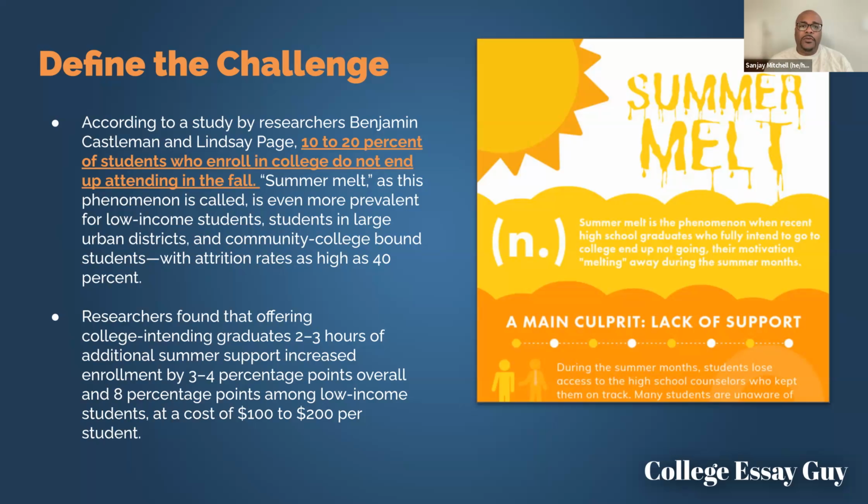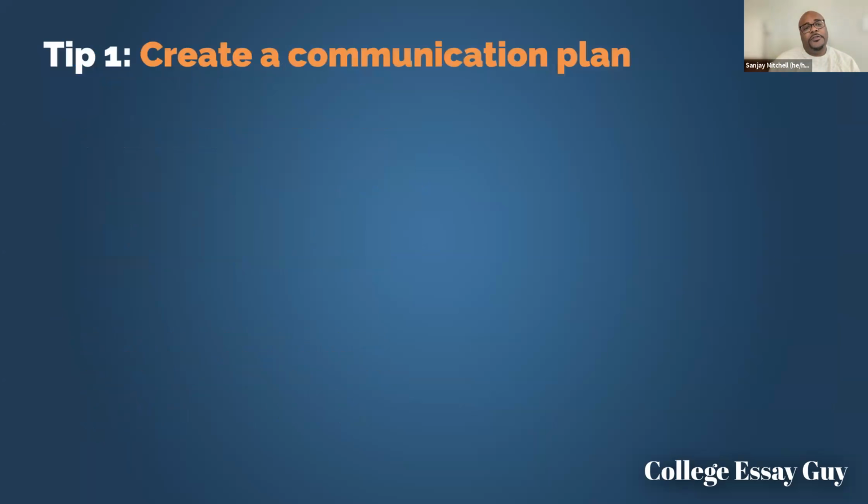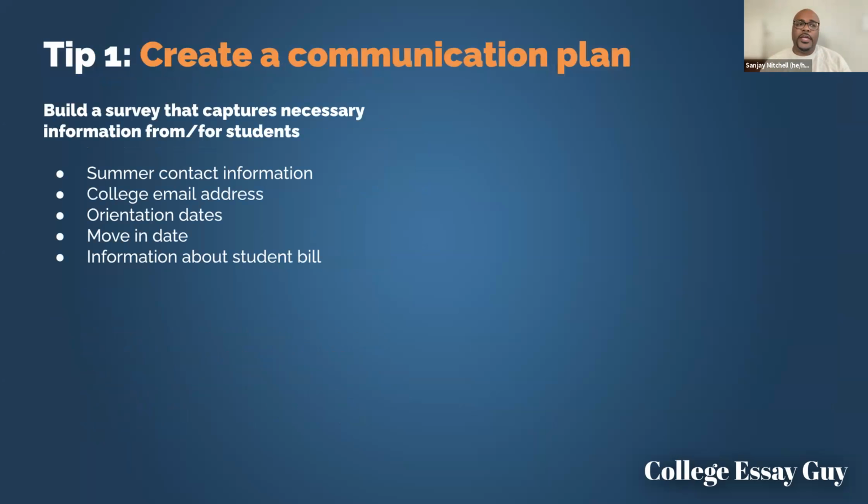And what researchers have found is that just 2 to 3 hours of additional support in the summer can help to mitigate that melt with our students. Now, not everyone has the ability to work in the summertime. Not everyone has the ability to create spaces to build in those 2 to 3 hours. But here are some ways that we can do that. We can think about creating those 2 to 3 hours without physically being present for them. And the first way is by creating a communication plan.